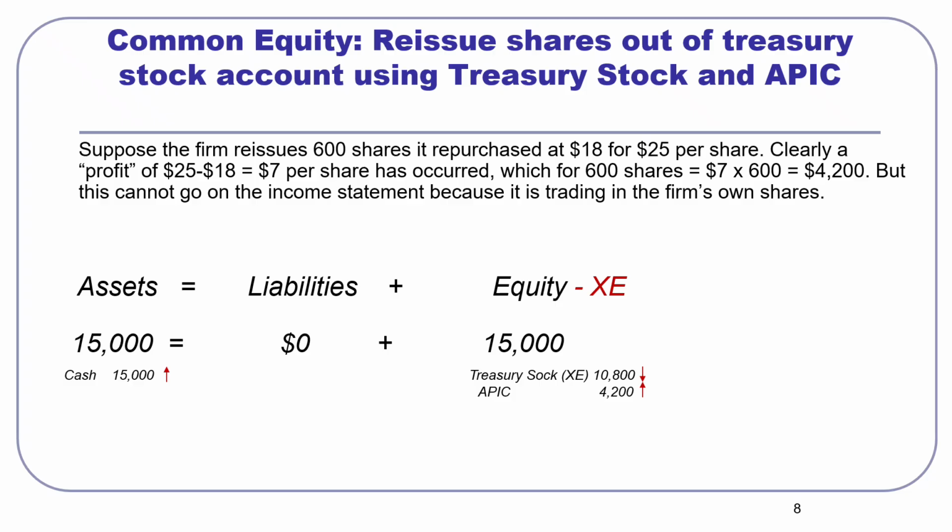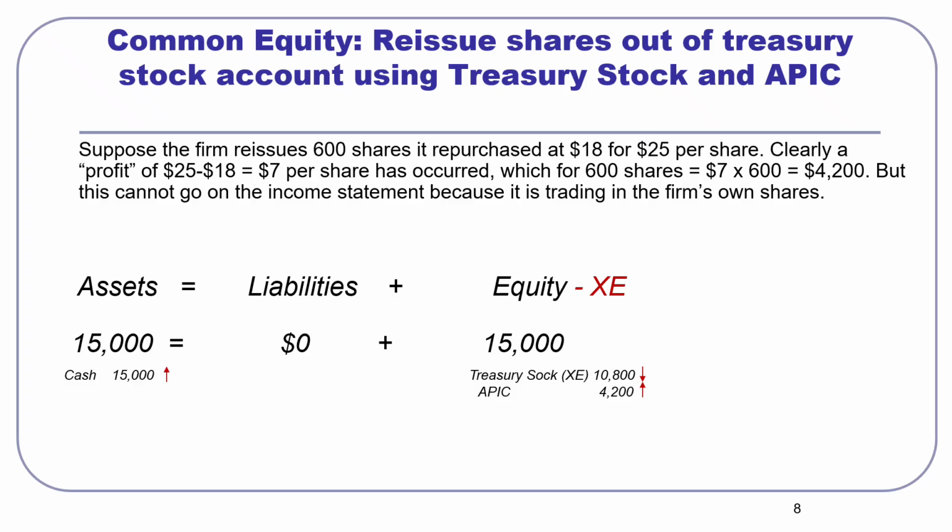But in which accounts? First, the contra equity account of treasury stock goes down by $10,800, which is derived by $18 per share times 600 shares. The contra account going down means the negative number in equity is going away, which makes the equity balance itself go up. The remaining amount goes to APIC in the amount of $4,200.